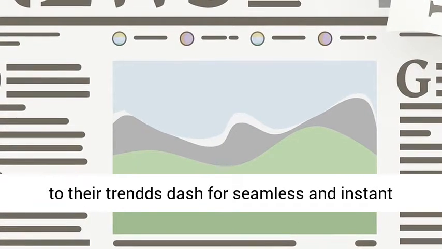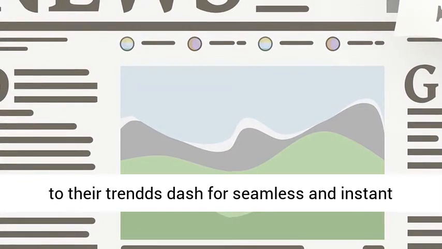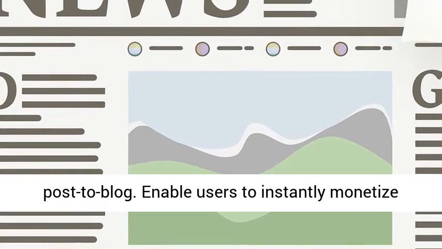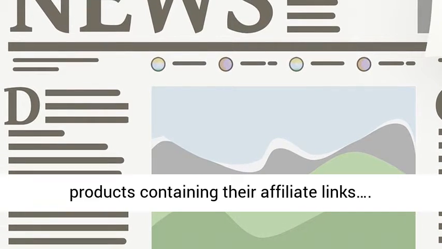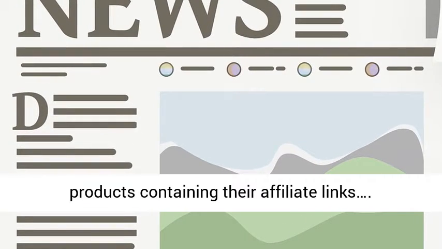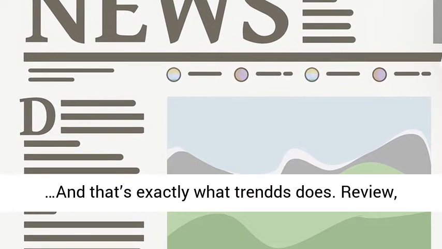Enable users to link their blogs to Trends for seamless and instant post to blog. Enable users to instantly monetize any content they choose to use with related products containing their affiliate links. And that's exactly what Trends does.